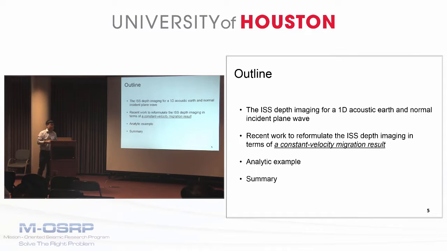So this is the outline of this presentation. First, we are going to get an idea of how the ISS steps imaging works for a 1D acoustic Earth and normal incident plane wave, because this part has been previously covered by Professor Weglein. So we will quickly go through this part. And then I will proceed to present our recent work on the reformulation in terms of a constant velocity migration result. And then followed by an analytic example to illustrate and understand our reformulation. And in the end, there is a summary.